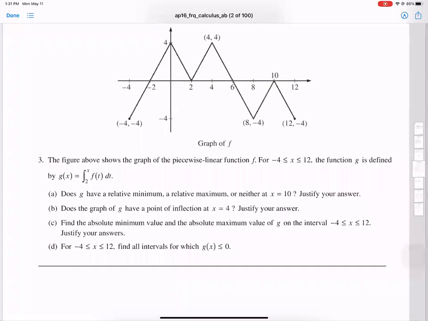Let's start recording. So find the absolute minimum value and absolute maximum of g on the interval. The AP test does this a lot, where they give you one graph, call it f, and g is a different function that's related to the graph. So if I look at g here, G is this integral.